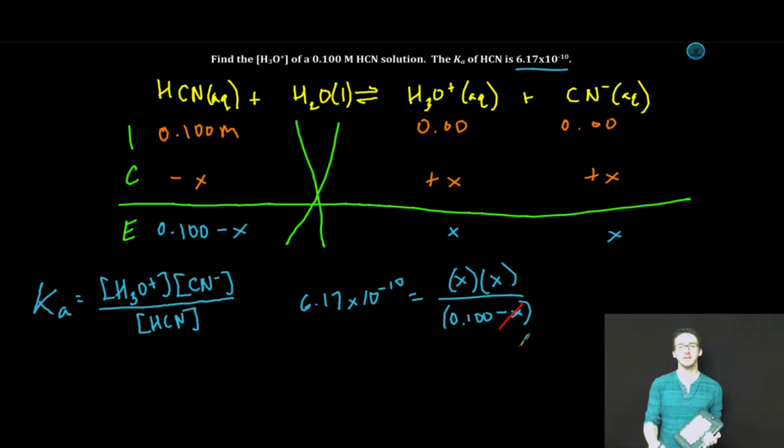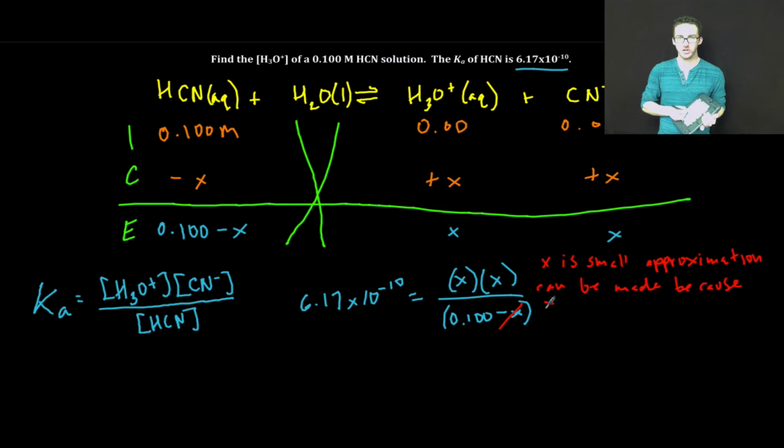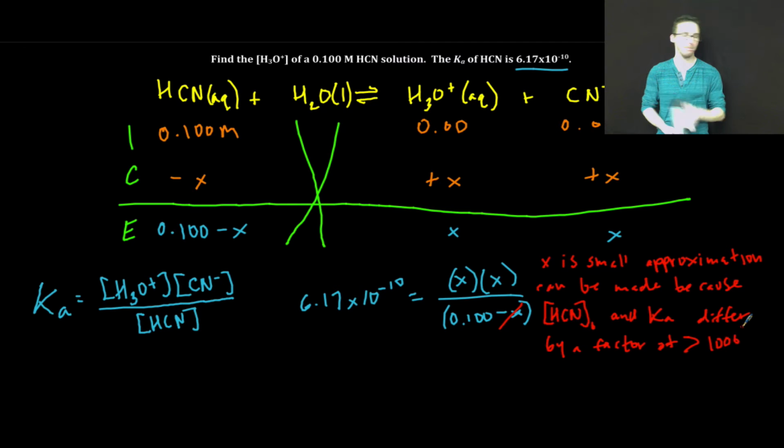Be explicit in your free response that you are making that x is small approximation because the initial concentration and Ka are vastly different. X is small approximation can be made because initial HCN concentration, that's what little sub-zero means, and Ka differ by a factor of greater than 1,000. Boom. Be explicit, be clear. Don't just scratch it out and move on.